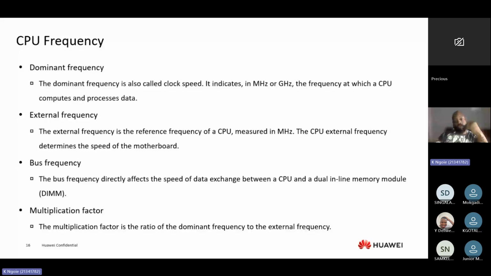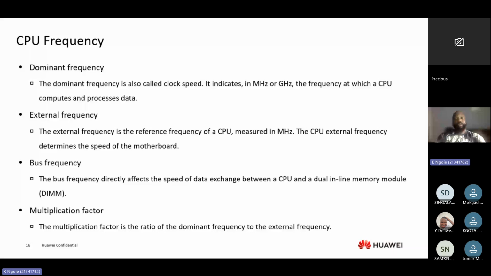Now that information needs to be converted into binary. Why? Because that's the language that the CPU will understand. So the CPU will only understand binary code. So that's how the information is sent.